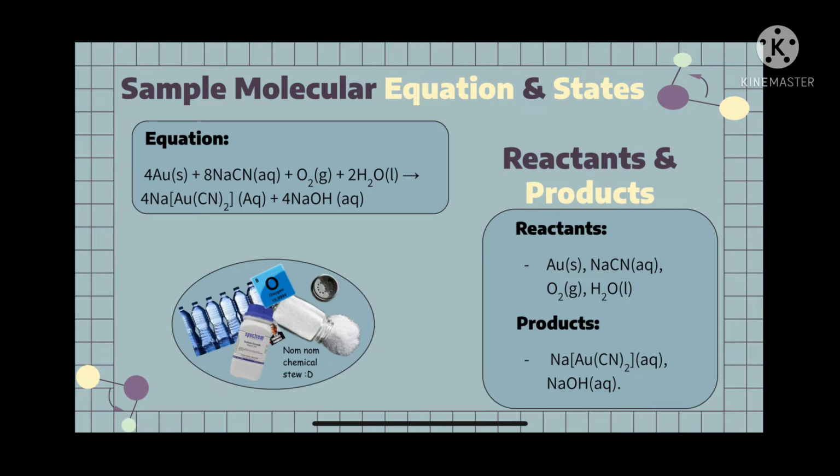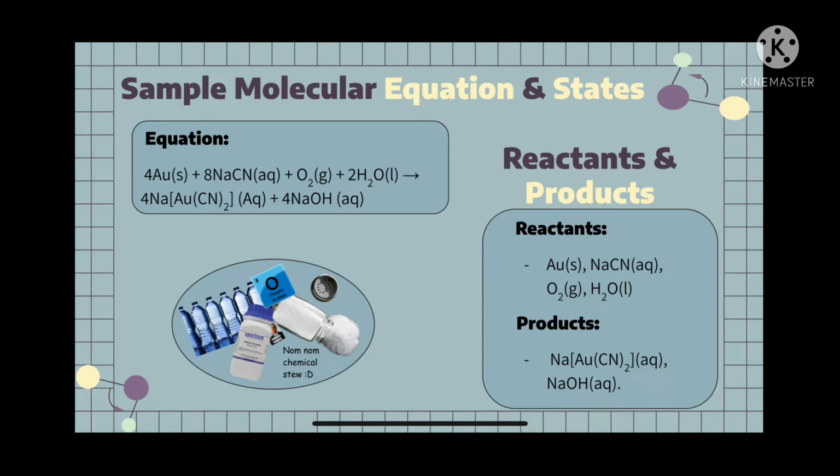The sample equation for the gold leaching process using sodium cyanide is 4Au (solid) + 8NaCN (aqueous) + O2 (gaseous) + 2H2O (liquid), which yields 4NaAu(CN)2 (aqueous) + 4NaOH (aqueous). The type of reaction that occurs in this is an oxidation reduction, also known as a redox reaction.